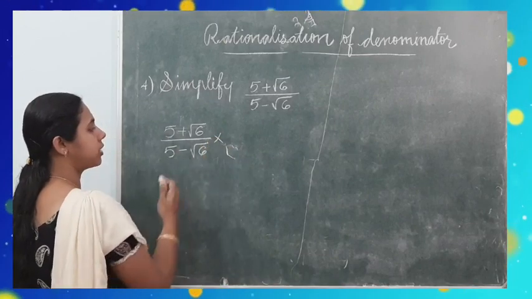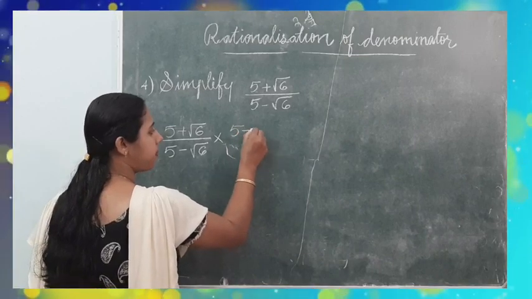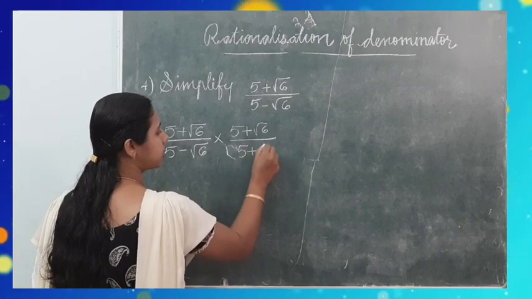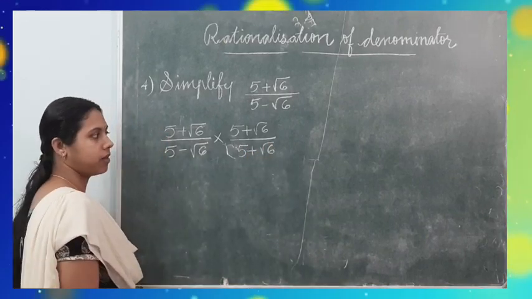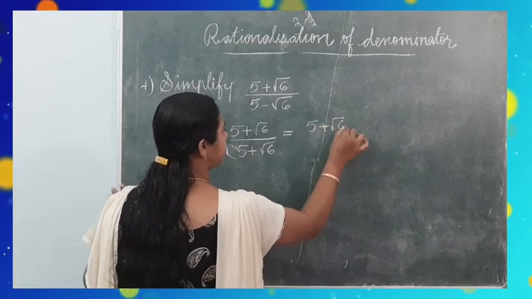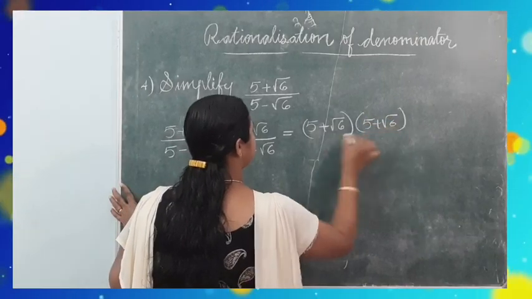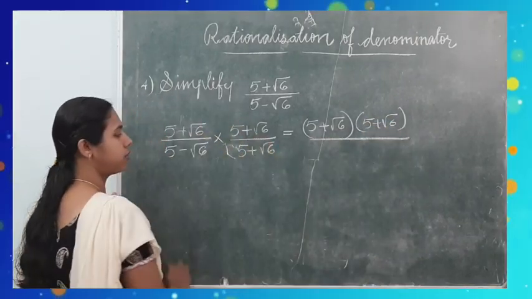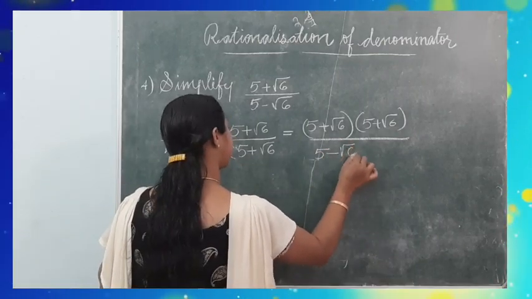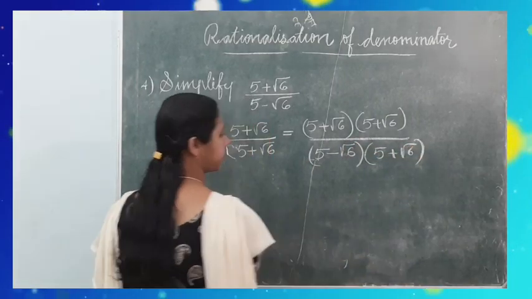into, multiply numerator and denominator by the rationalizing factor, that is 5 plus root 6 divided by 5 plus root 6, which is equal to 5 plus root 6 into 5 plus root 6. Multiply the numerator and multiply the denominator. So 5 minus root 6 into 5 plus root 6.